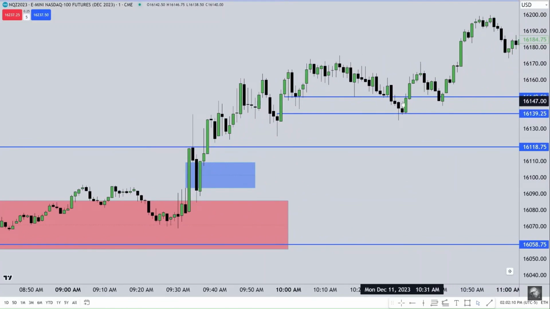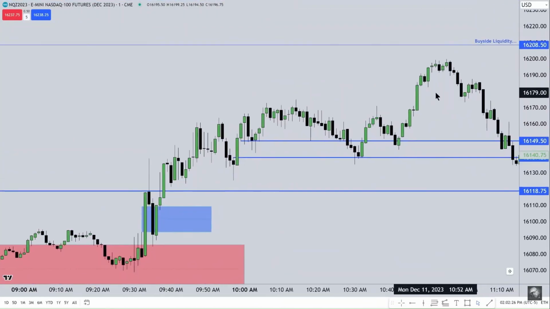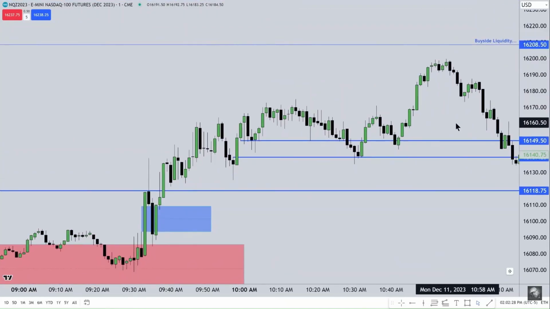We have a small little gap there. That's what's being respected with the bodies. You see that? But the wick here, half of that right in here, boom, then it rallies. What's it rallying for? It's being drawn up into that 16,208 level. It's being drawn up there.